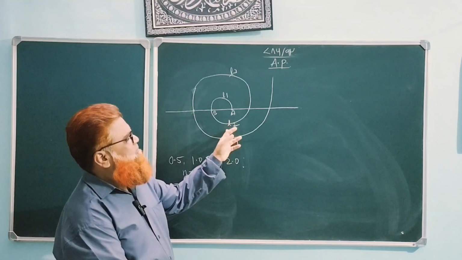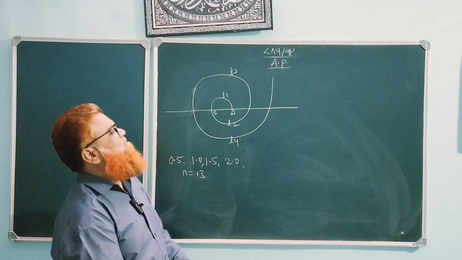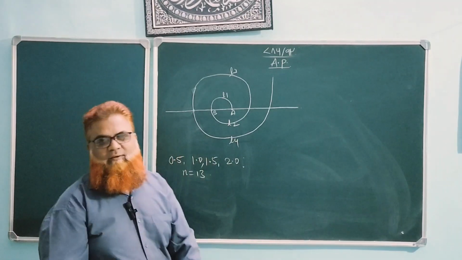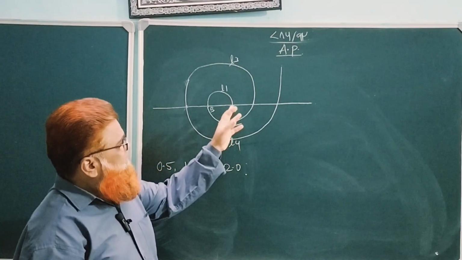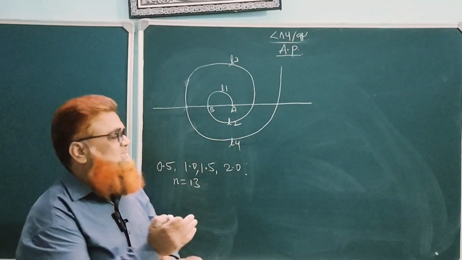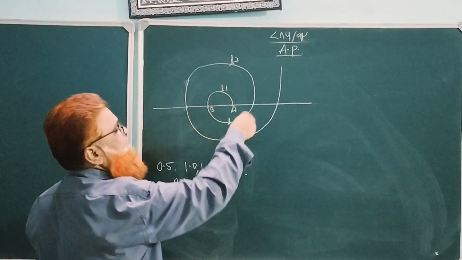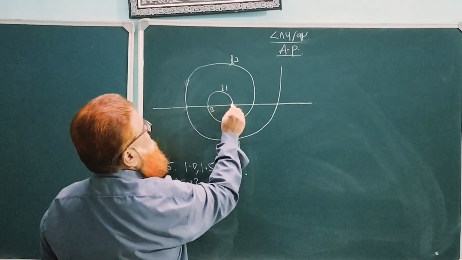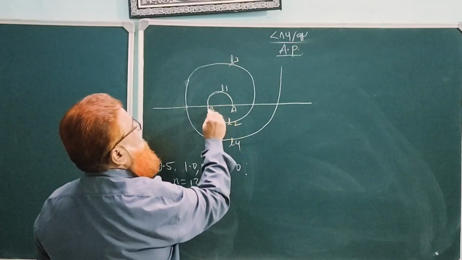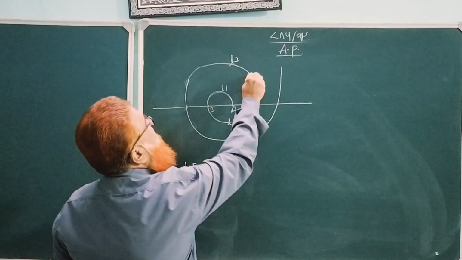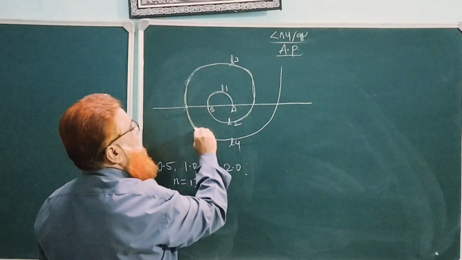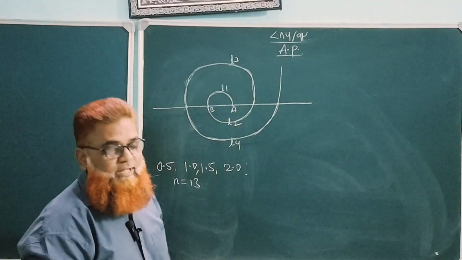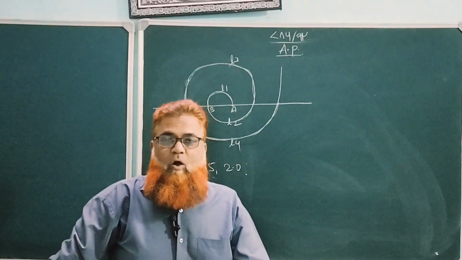Do you find this problem? Can you see this one? This is a problem based on the AP only. Here you see that it is a semicircular form which is being given in the spiral way. This L1 is the first semicircle, L2 is another semicircle, L3 is a third semicircle, and L4 is the fourth semicircle.